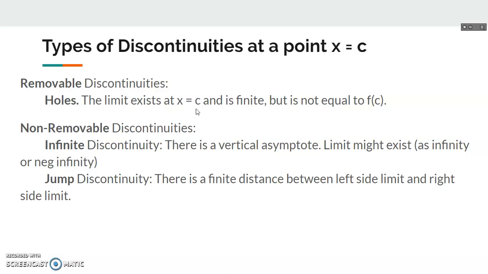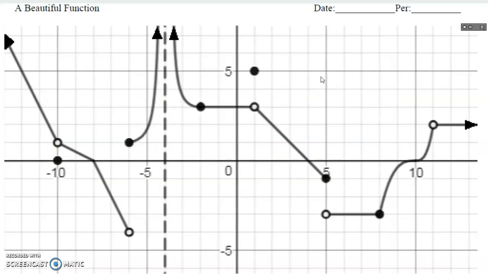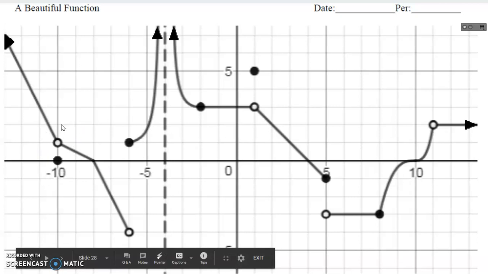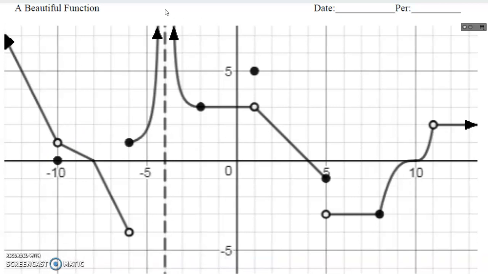If the limit exists and it's a finite limit, that's going to give you a removable discontinuity, also called a hole. If you have a vertical asymptote, then you're going to have an infinite discontinuity. If there's a finite distance between the left limit and the right limit, that's a jump discontinuity. So if we look back here, we've got a jump discontinuity here. We've got a removable discontinuity here. We've got an infinite discontinuity here. Both infinite and jump are considered to be non-removable. The hole is removable.